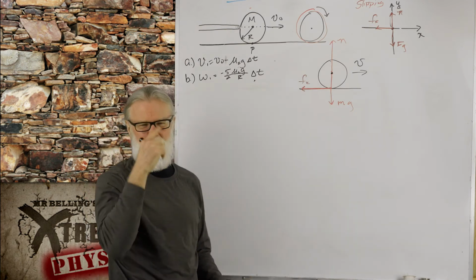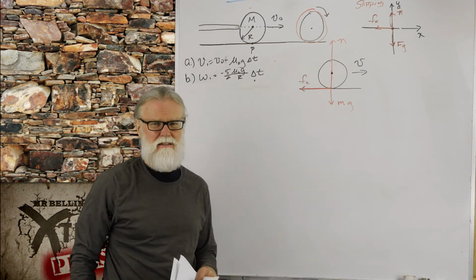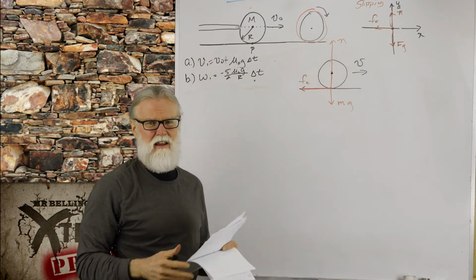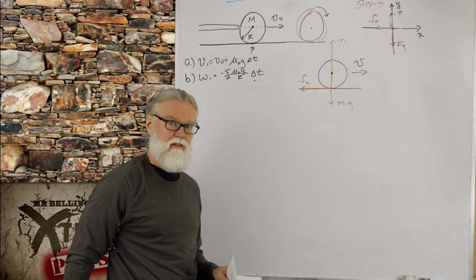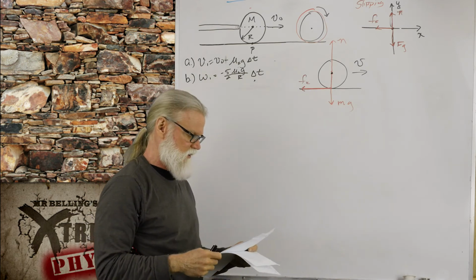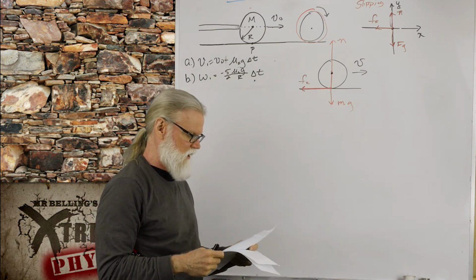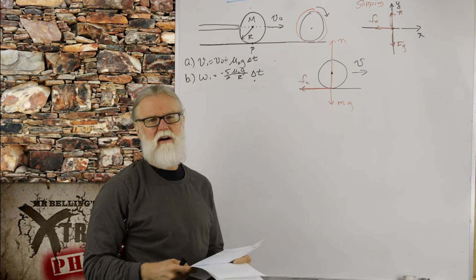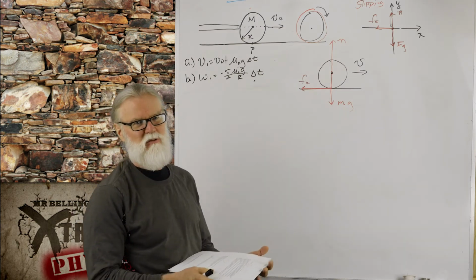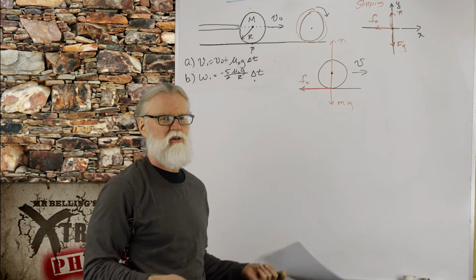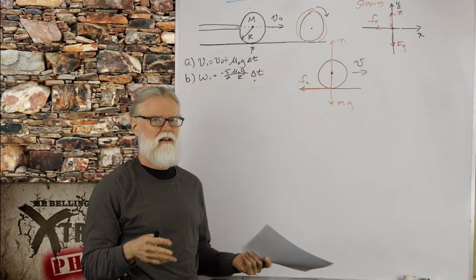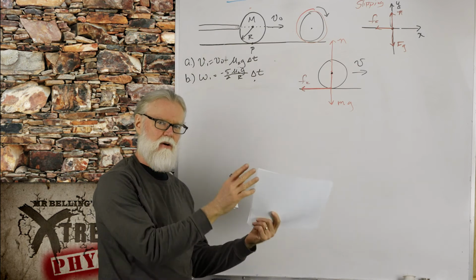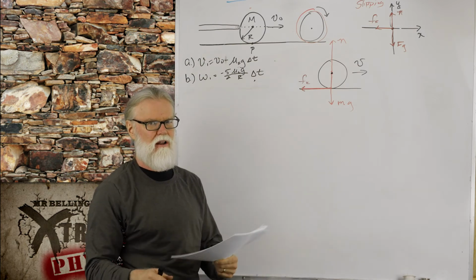So far it's been pretty straightforward. We just applied Newton's laws for linear and Newton's laws for rotational. And then the problem gets interesting. It says, determine the time at which the ball begins to roll without slipping. Now we need to understand what happens at this point. This is a threshold problem. What is happening when the ball is just transitioning from rolling with slipping to rolling without slipping?